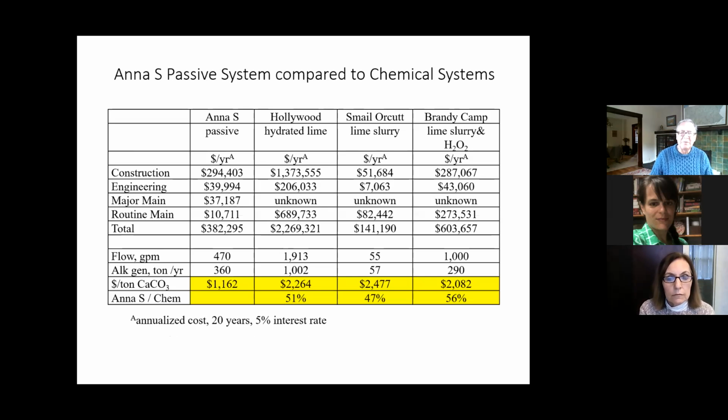And so when you take those numbers, you end up with an annual cost for 20 years of operation of each of these systems, which is $382,000 for ANS. That's all the construction, major maintenance, and minor maintenance, all thrown together and discounted over a 20-year period. And then you can see I've done those calculations for the chemical treatment sites.